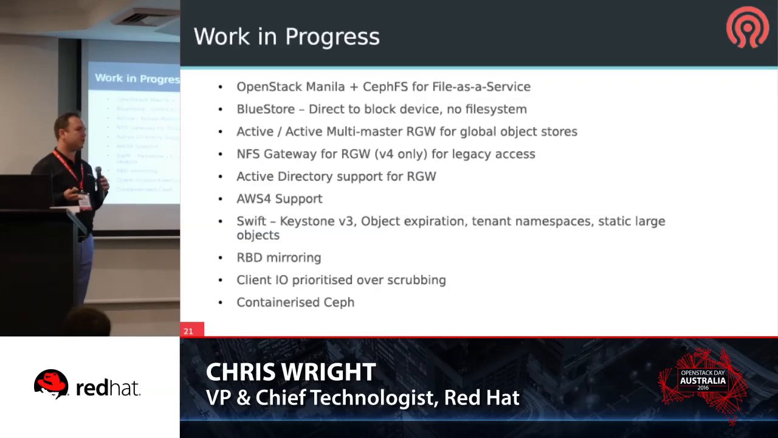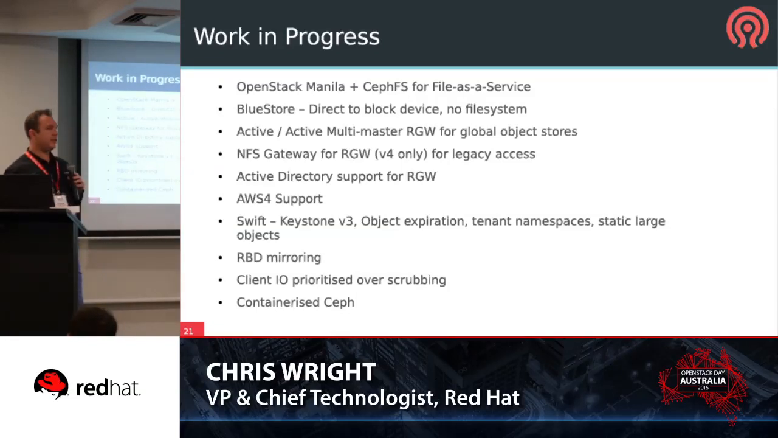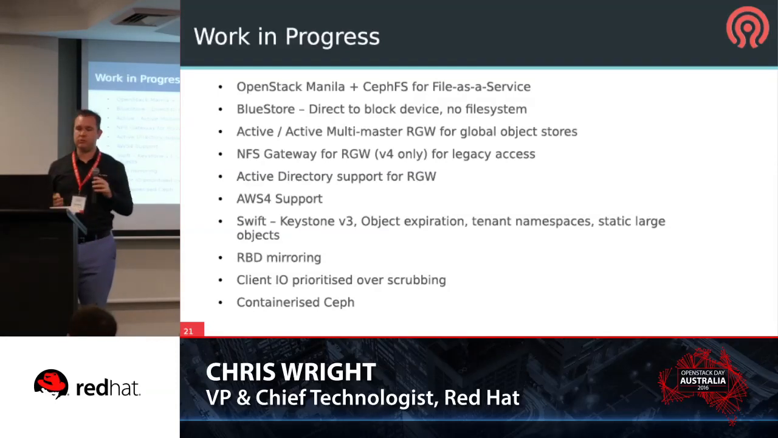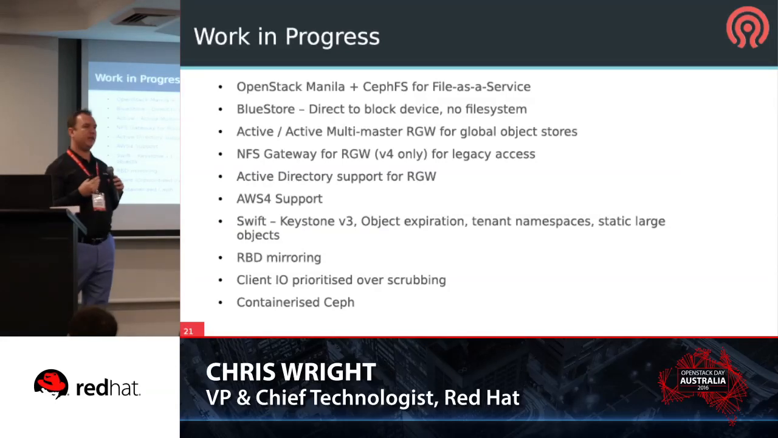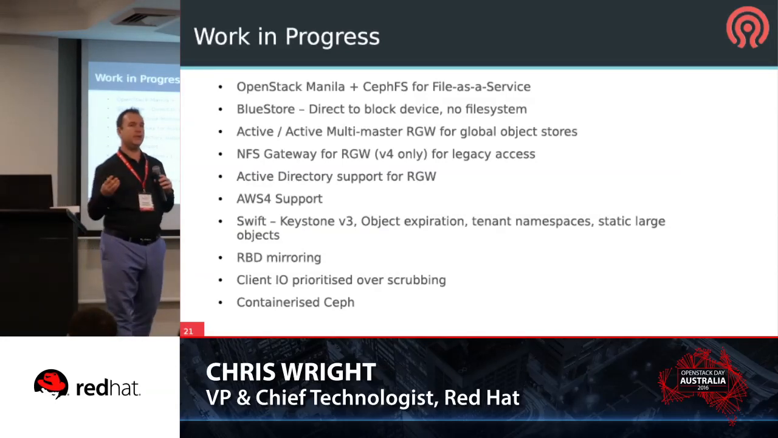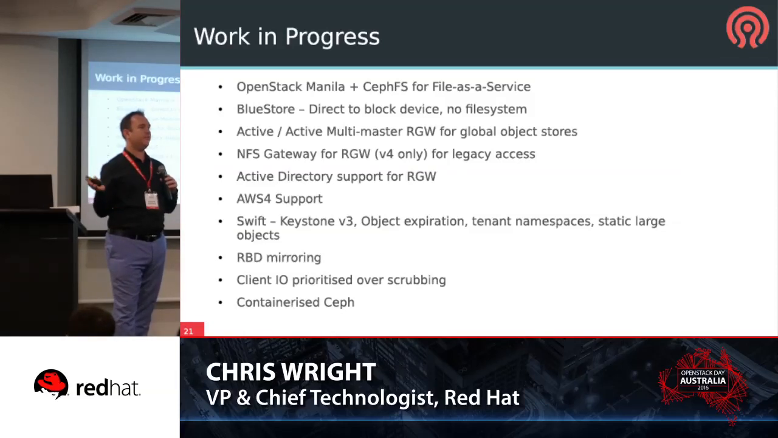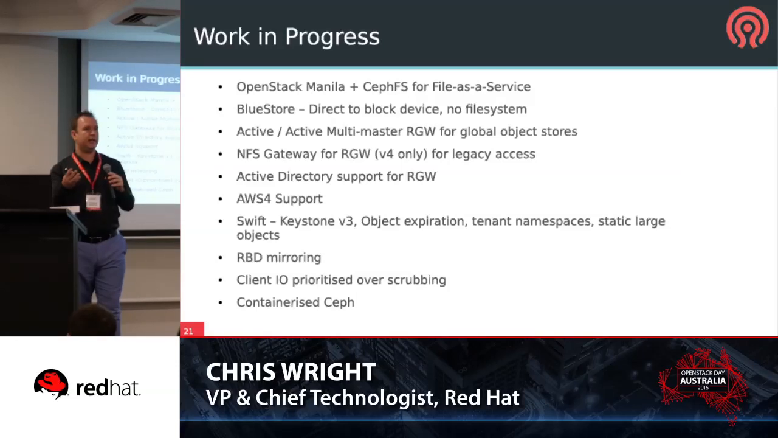AWS 4 support, so for those of you who are looking at S3, that's coming. For Swift, Keystone v3, which is kind of important, some nice cool stuff there. Object expiration and tenant namespaces, so I can have multiple tenants in the same pools. And large, static large objects. Effectively that means something Amazon has been very good at with S3, serving static HTML content from their object store, so being able to do the same thing from Swift in OpenStack and Ceph.